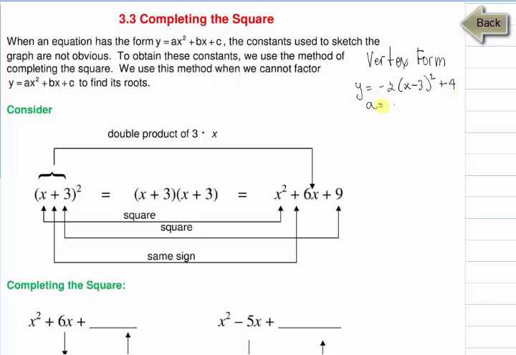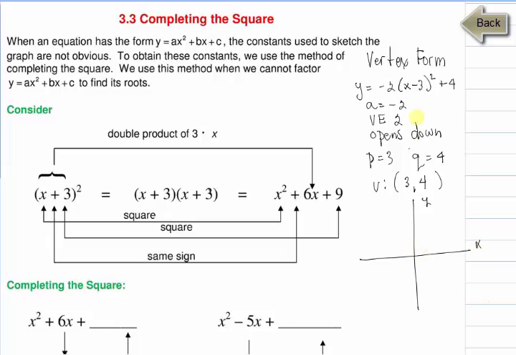We know that a is equal to negative 2, so we have a vertical expansion of 2, and we have a parabola that opens down. We also know that p is equal to 3, remember opposite sign, and we know that q is equal to 4, keep the sign. That gives us a vertex which is at 3 and 4. We have enough information here to graph.